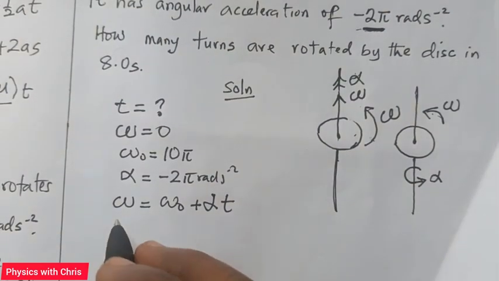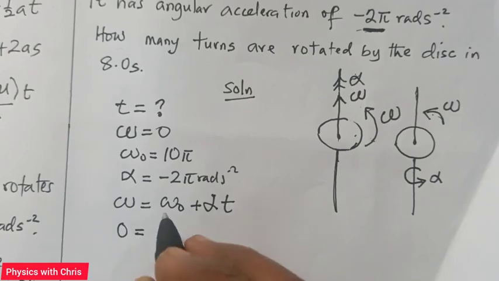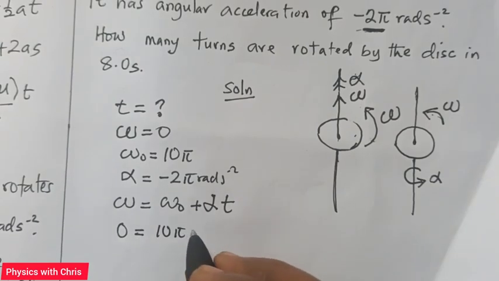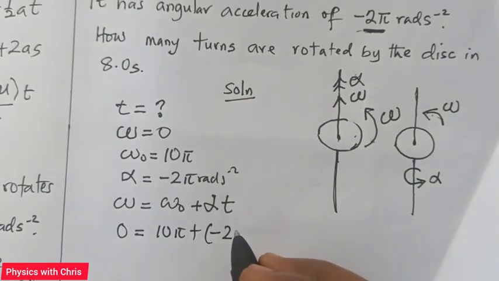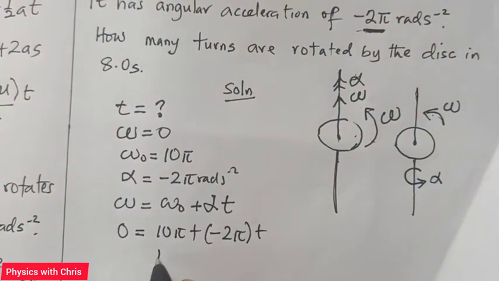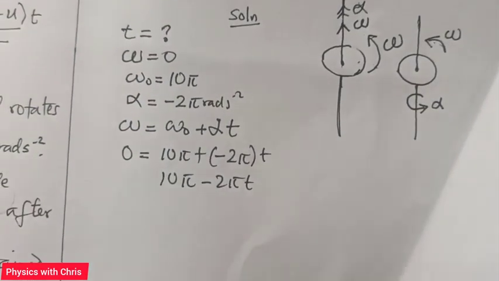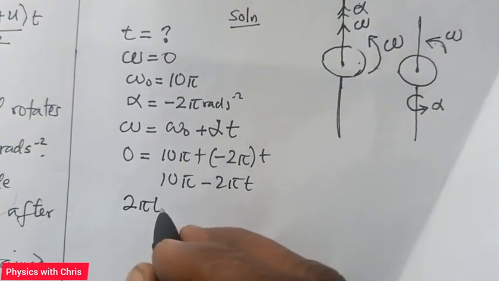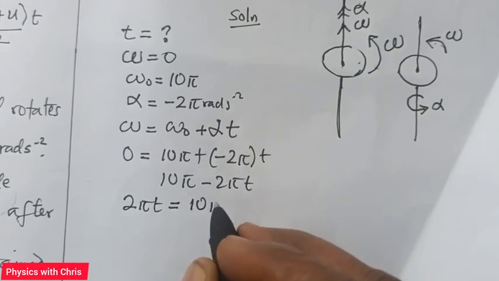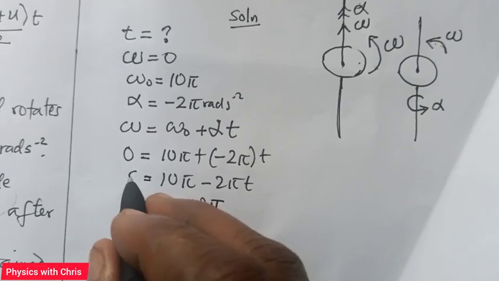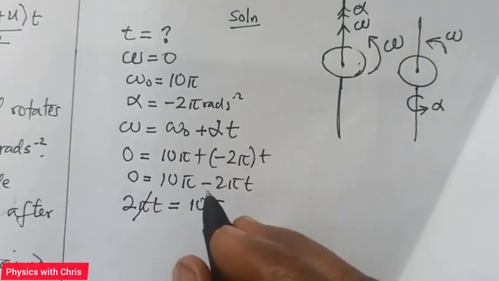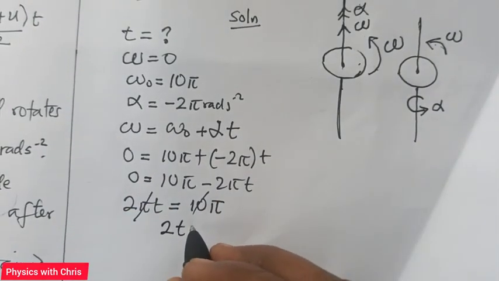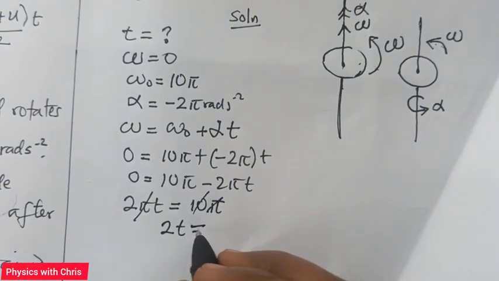Now this is my 0. That gives me 10 pi plus minus 2 pi times t, so that gives me 10 pi minus 2 pi t. When I collect like terms, I have 2 pi t equals 10 pi. Of course, negative will cancel out negative when this comes to the other side. Pi cancels pi, so my 2t equals 10.